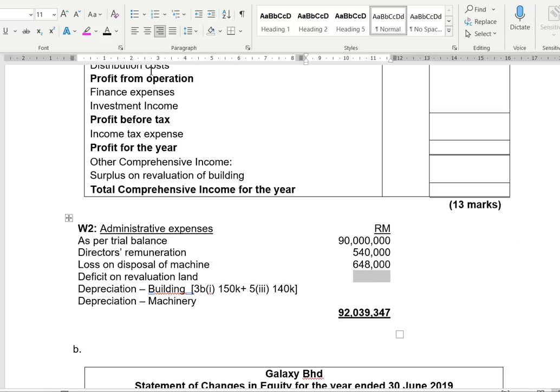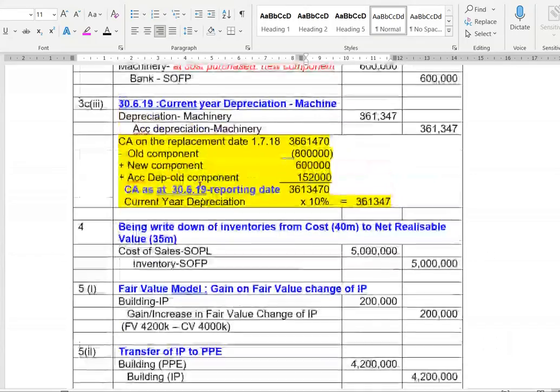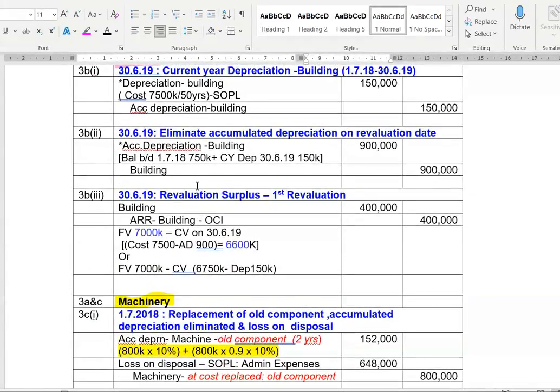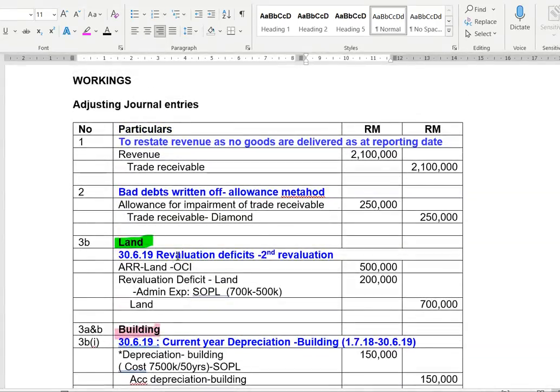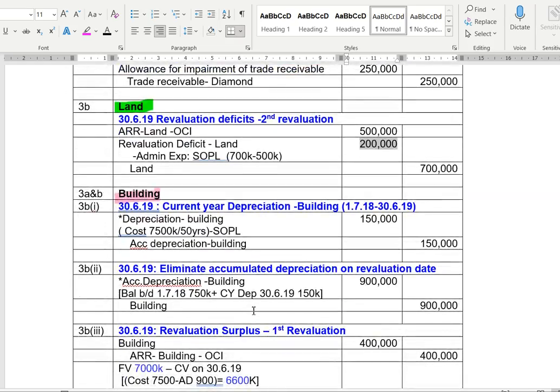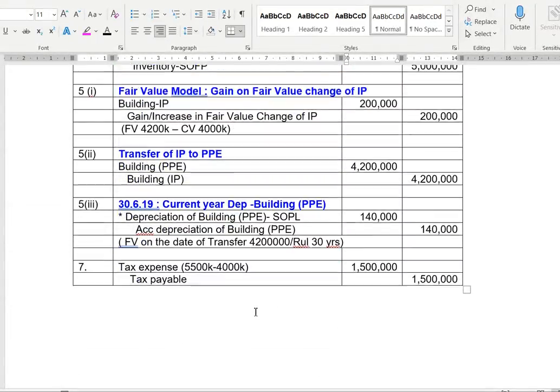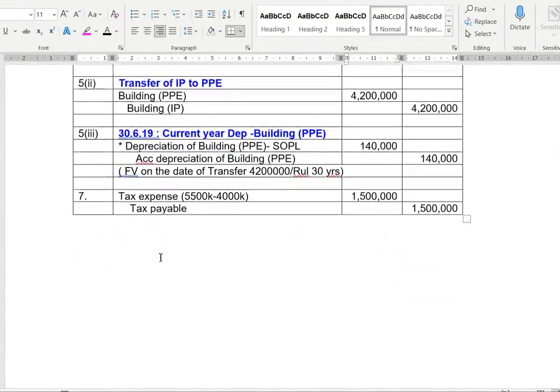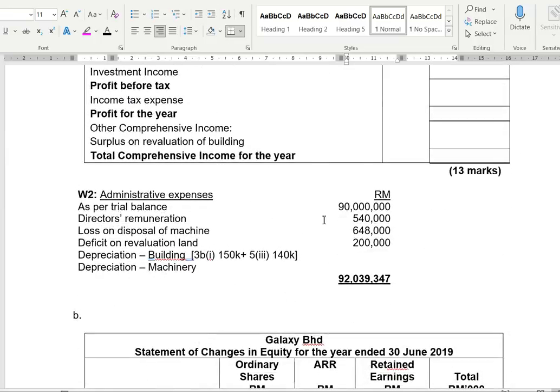You also need to include your deficit. The deficit is from the adjustment that we have done much earlier, which is the second revaluation for our land. That deficit is the one that you will have to adjust and include as part of the items under your admin expenses. Why? Because the remaining deficit was already debited to the asset revaluation reserve. Whatever could not be used in terms of being debited to the ARR of land will be charged directly as an expense.